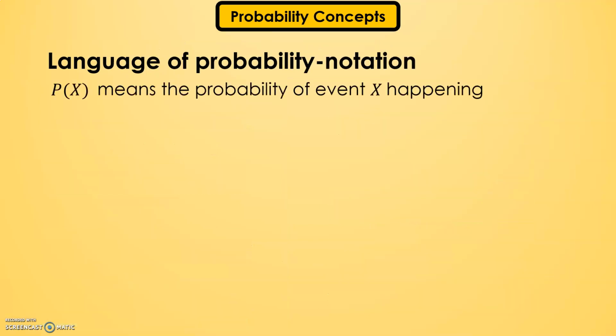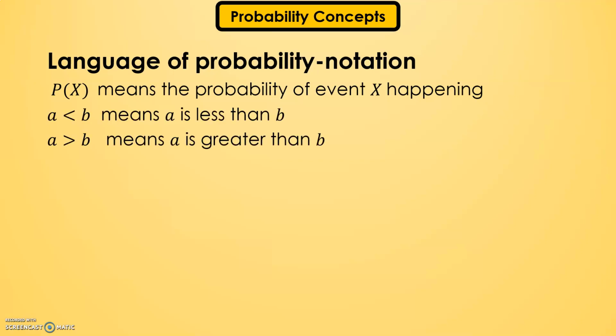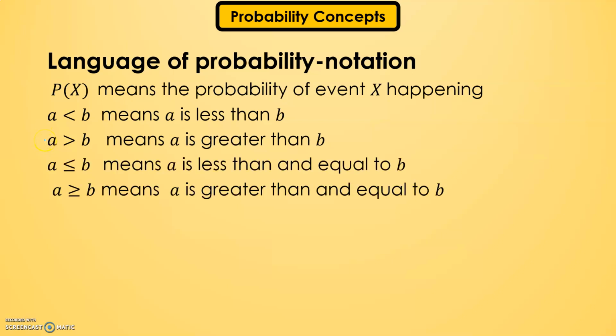Now with the notation, where you have a P with an X, it means the probability of event X happening. And then we have A is less than B and A is greater than B. There's a slight variation when we have the equal to or greater than. So it means A is less than or equal to B, and the second one, A is greater than or equal to B. Now it's always a little confusing with the language with the shapes and things like that.